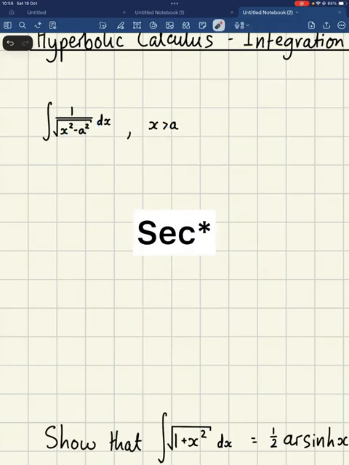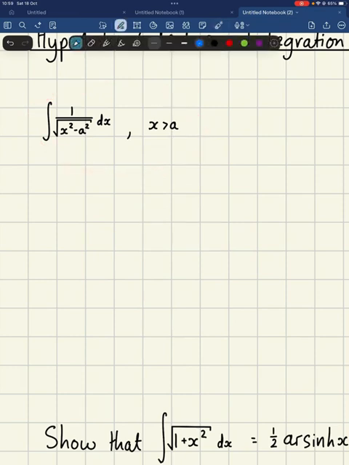So that would be a tan substitution. We could solve this using a tan substitution, but we could also solve this using a hyperbolic substitution. So that's what we're looking at today. Just like in normal trig, we have to use identities.